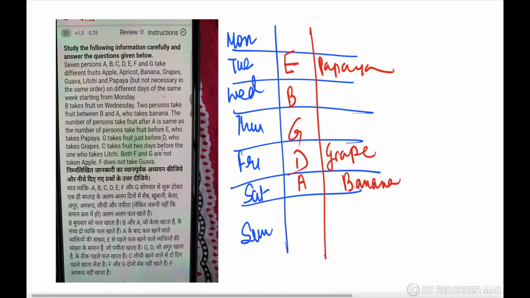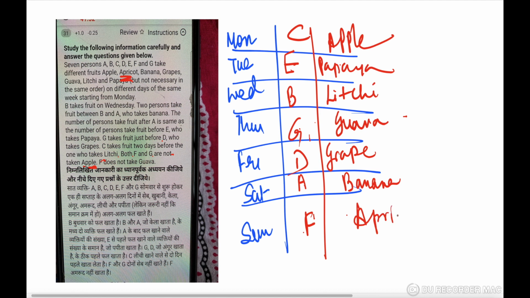C takes fruit 2 days before the one who takes lychee. Before means C should come here, 2 days before, so lychee should come here. Both F and G do not take apple, so F should come here and apple should come here. F does not take guava, so guava must come here, and only one fruit is left, that is apricot. Apricot should come over here. This is the complete arrangement.